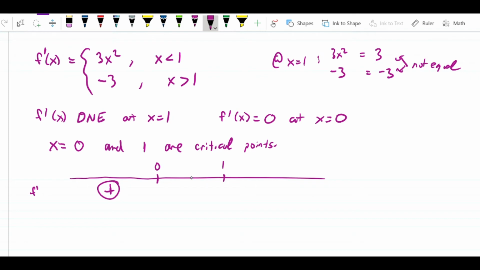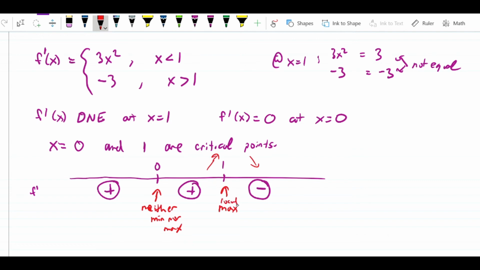And in the interval 0 to 1, if I take a number and square it, I'm going to get a positive number. Multiply it by 3, I'll still get a positive number, so that's going to be positive. And for x greater than 1, the derivative is just a constant of negative 3, which is always a negative number. So what we can see here, just from looking at this sign chart, is that at 0 the derivative doesn't change sign, so this is neither a min nor a max. And this point here, where we have a positive slope, and then we go down to negative, this is a max, local max.